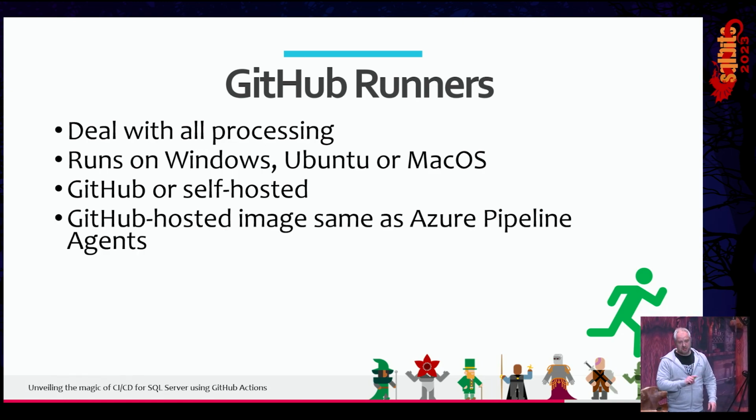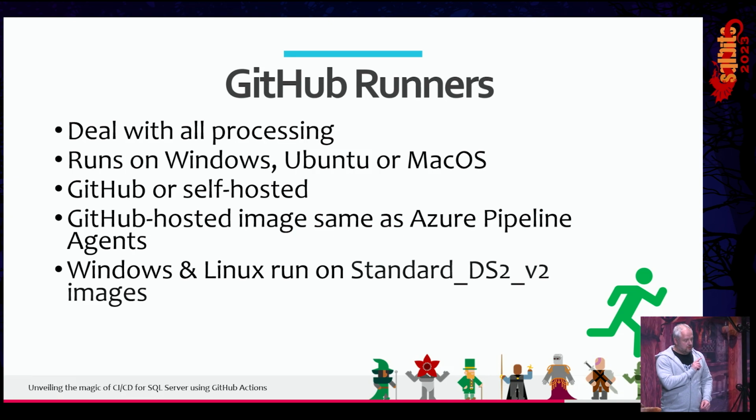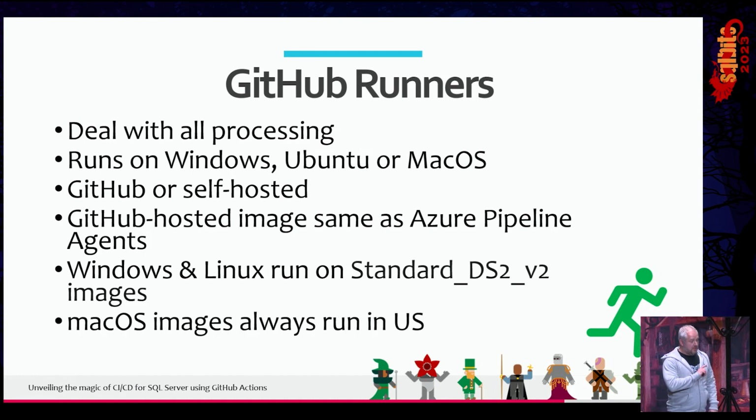And the hosted image for GitHub is the same as for Azure Pipelines. So Microsoft actually did something. If we're going to use the same image, it saves us a lot of trouble. The Windows and Linux run on the standard DSv2 image. So if you wonder what the performance is for your runner, you can actually look up the specs for that. It's an amount, like 2 CPUs and a certain amount of memory for that to run. And the Mac OS images, well, we need to check that, but as far as I know, only run in the US. So if you have anything in the cloud and you want to run a Mac OS, you can only run it in the US.